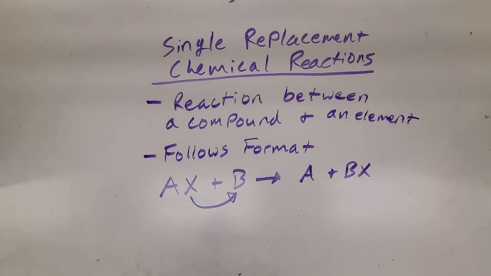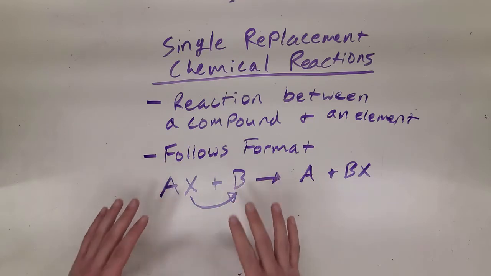For this video, we're going to talk about single replacement chemical reactions and how to predict the products for them. A single replacement chemical reaction is just a reaction between a compound and an element. That is, there is a molecule or a compound that has two elements or ions that make that compound up, and that is doing a reaction with something that only has one element in it, or at least one type of element.